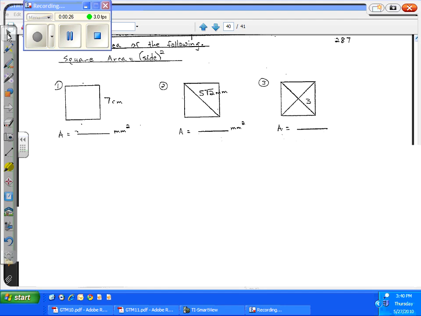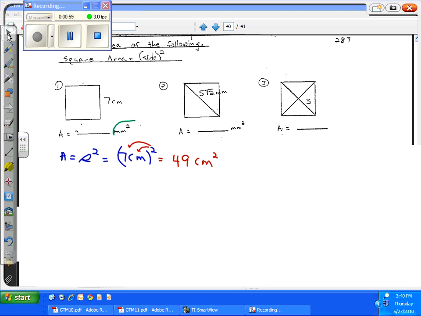Number one, it wants the area of the square in square millimeters, and it gives you the side in centimeters. Area of a square is side squared. So we would plug in the length of a side, 7 centimeters, quantity squared. We're going to distribute the square, and so we would have 7 squared is 49 square centimeters.